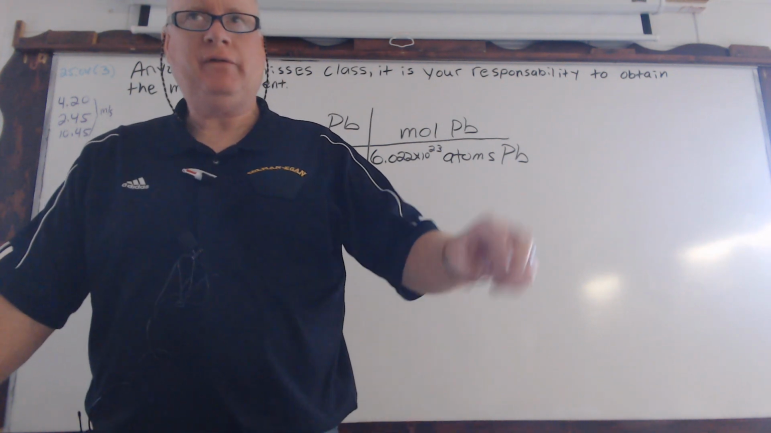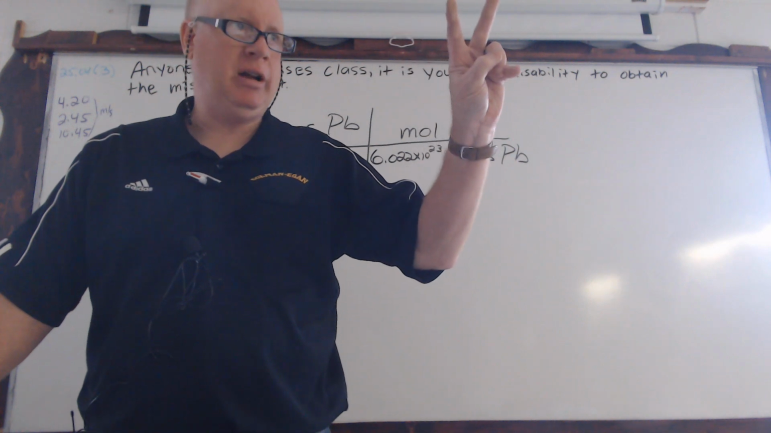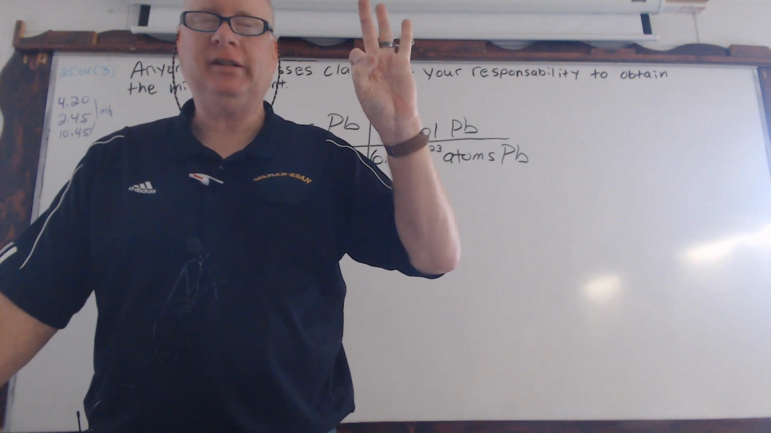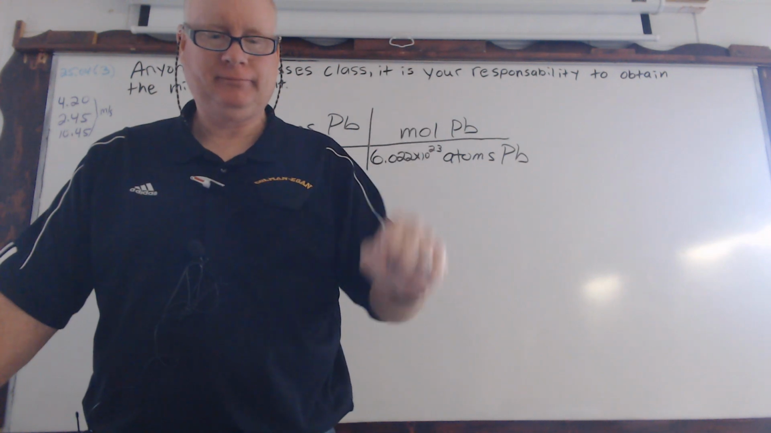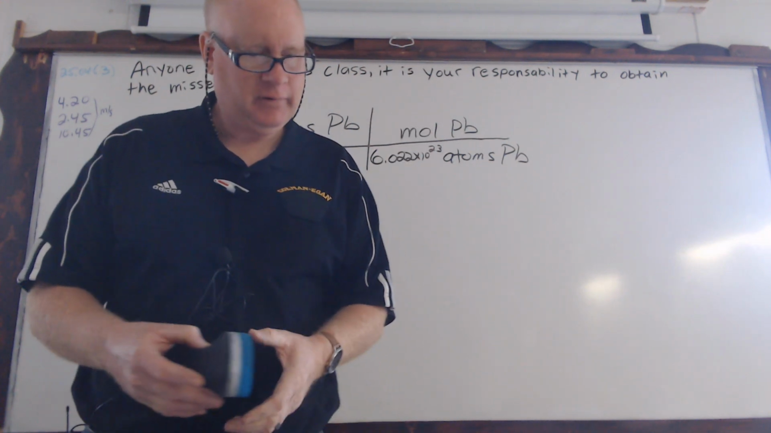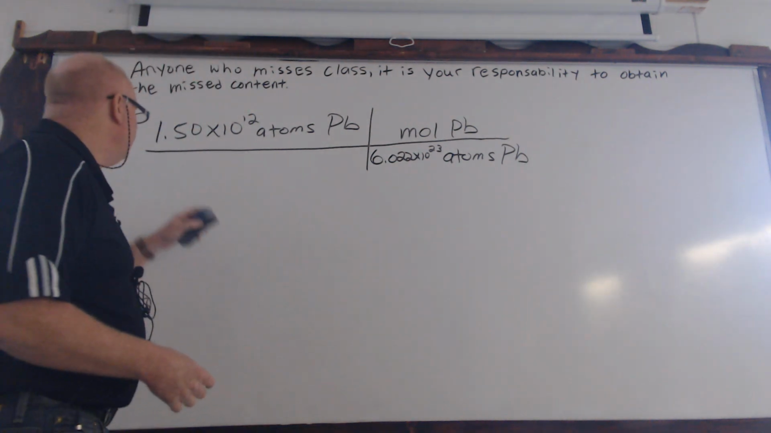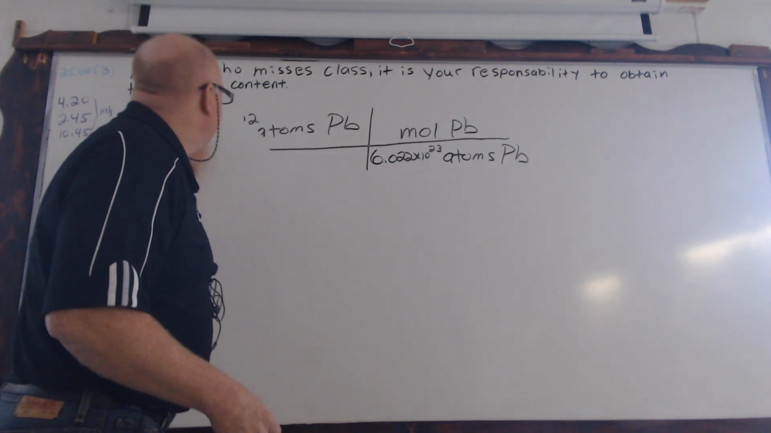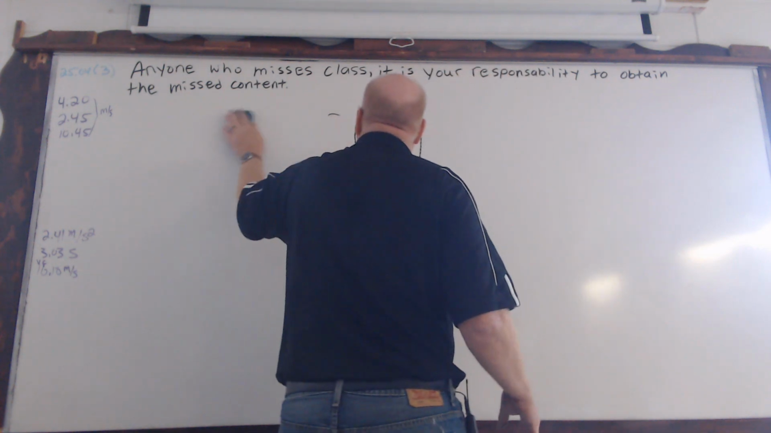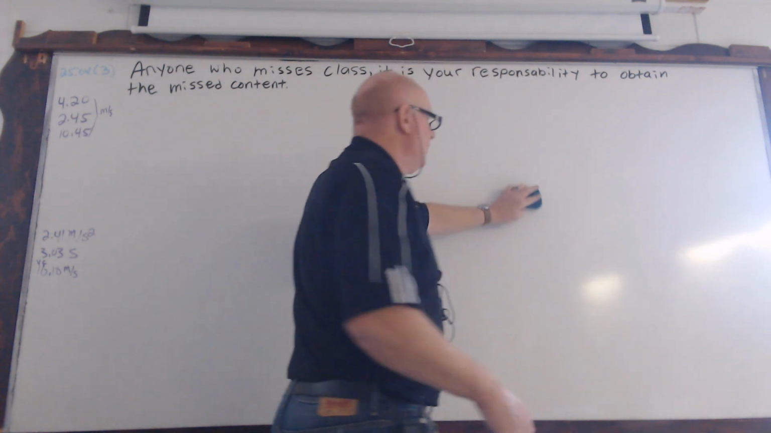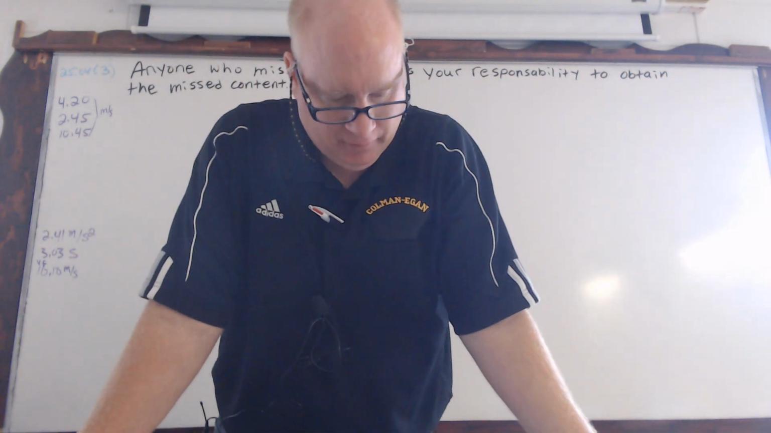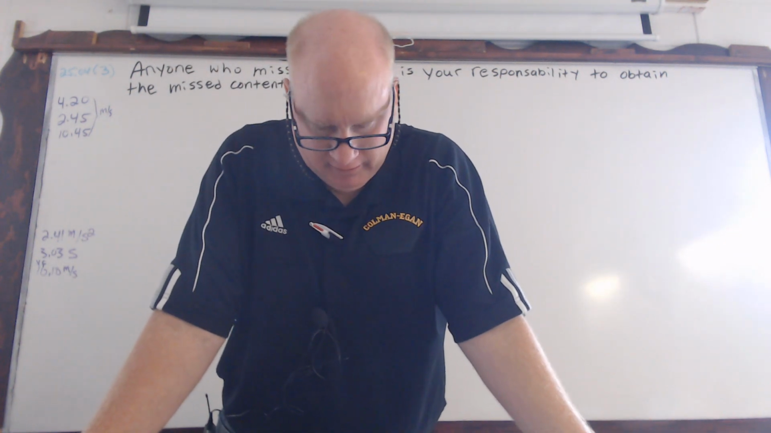So we've done two-step problems. As you're guessing, there are three-step problems. On page 87, what happens when you have a mass of a substance and you want to know how many atoms there are? Or if you have how many atoms there are, what's the mass of that? That's what this would refer to.